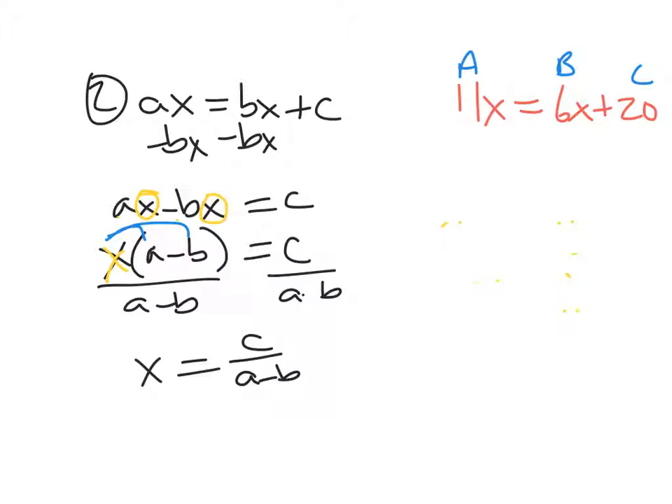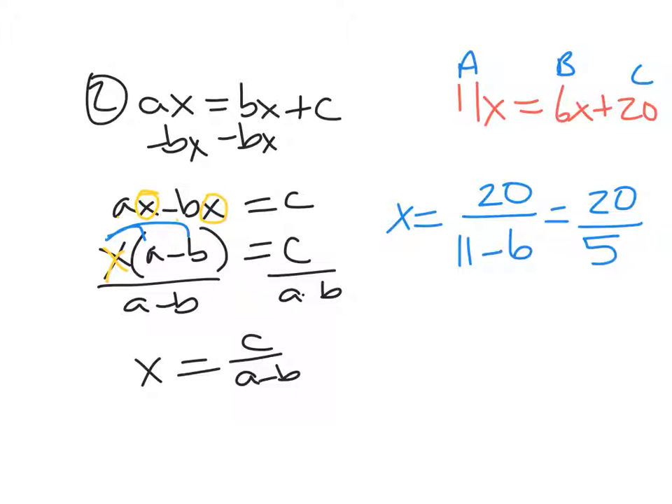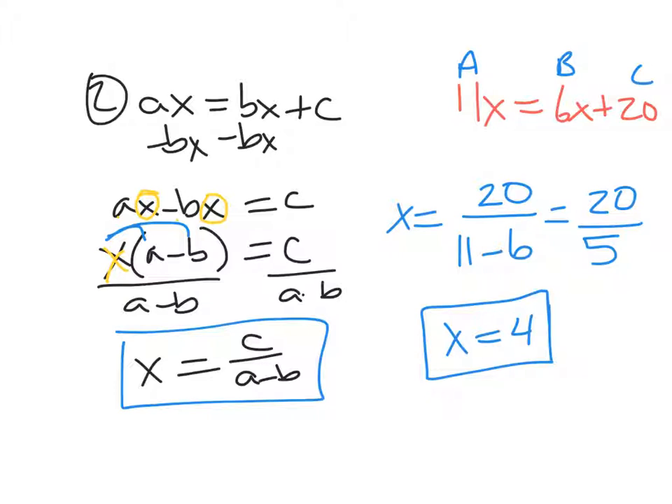It doesn't really matter. All right, so now let's plug in our actual numbers. So I have x equals c, which is 20, divided by 11 minus 6. What is 11 minus 6? What is 20 divided by 5? So x equals 4. All right, we've done a few tricky ones. You feel better? Have a good understanding?